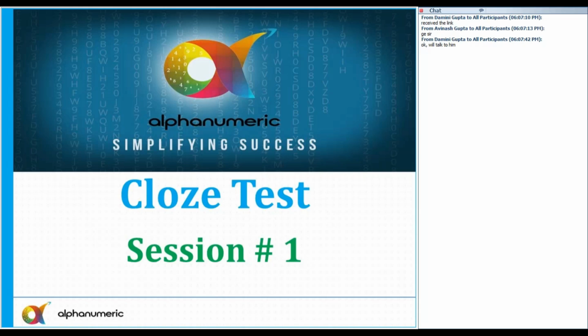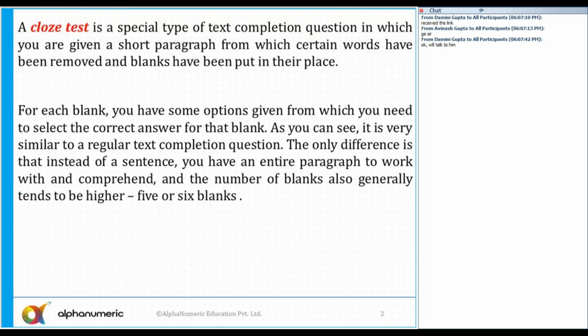I'll just show you. Cloze test has appeared in XAT also, in CAT also, in NMAT also, JMAT also, every exam. SNAP also, yes, Jatin. I normally don't take the name of SNAP because when you're preparing for CAT, you're automatically prepared for SNAP. So my focus is always CAT and XAT because then you're already prepared for other exams.